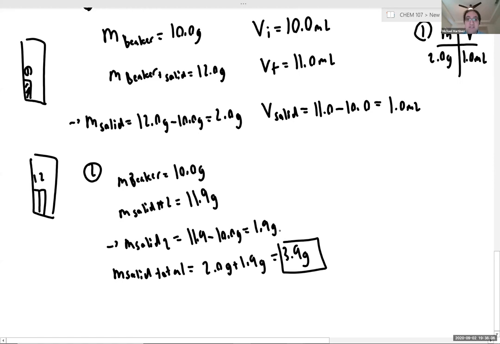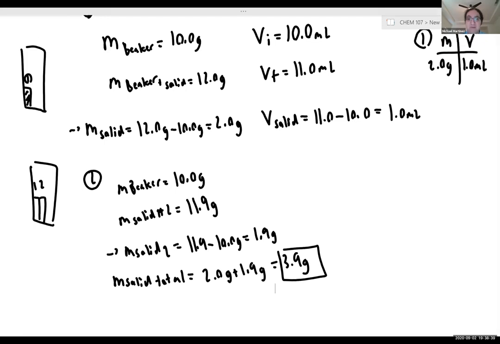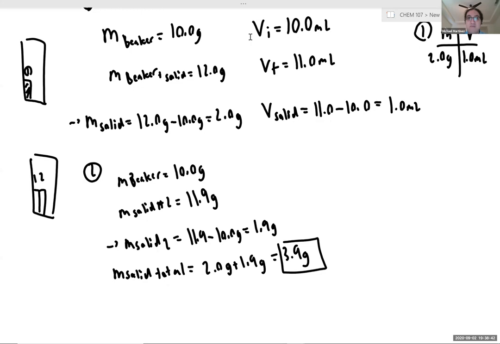Does everyone understand why I've calculated the total mass of solid as 3.9 grams? Because I have solid 1 and 2 in my graduated cylinder. Does that make sense? Can I get some responses in the chat, or verbal responses, or a question? Yes. Okay, perfect. So that's good. That's really good. This is the critical part of this lab.